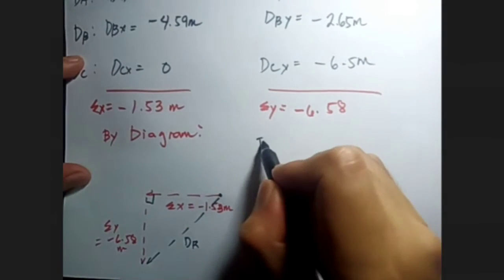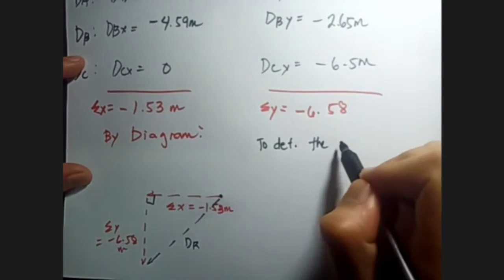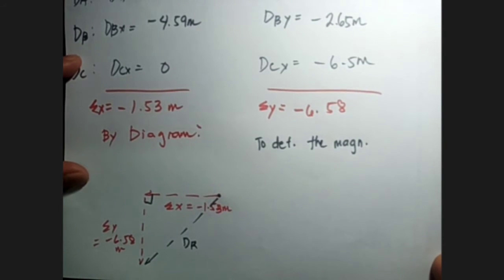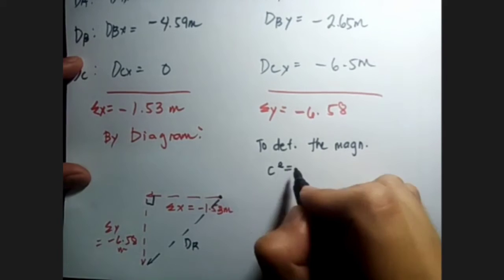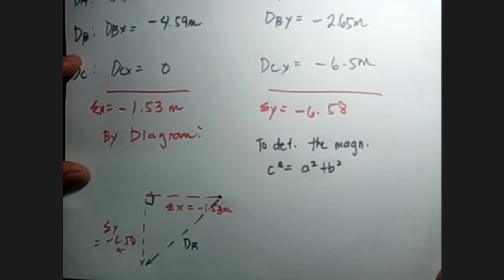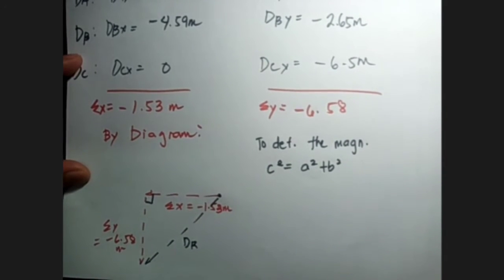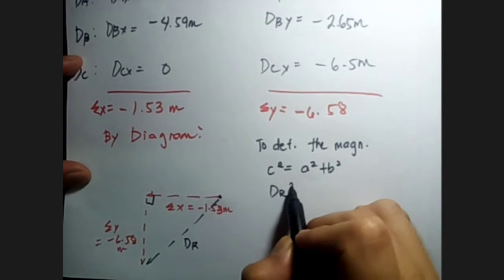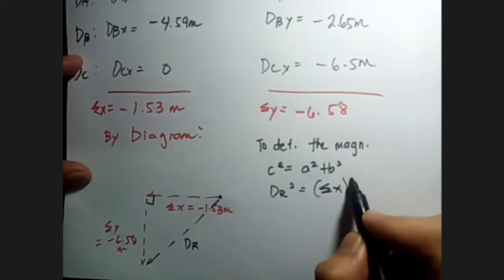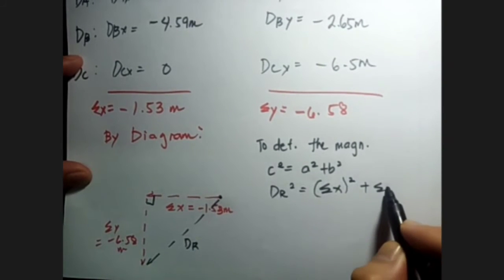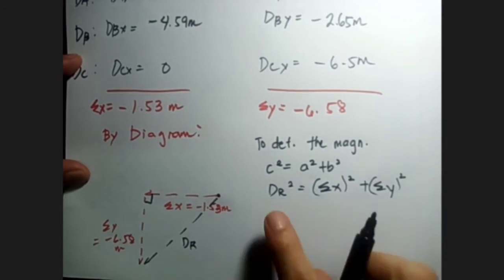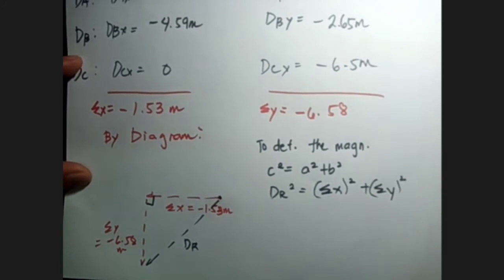Okay, to determine the magnitude, let us use the Pythagorean theorem, wherein the Pythagorean theorem is equivalent to c squared equals a squared plus b squared, wherein c squared is the hypotenuse. This is the hypotenuse d sub r. So palitan natin ito, magiging d sub r squared equals the summation of x squared plus the summation of y squared. Okay? So mangyayari dito, get the square root of the sum of the squares of x and y.